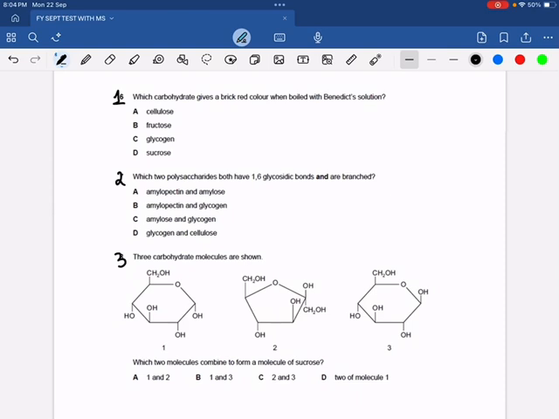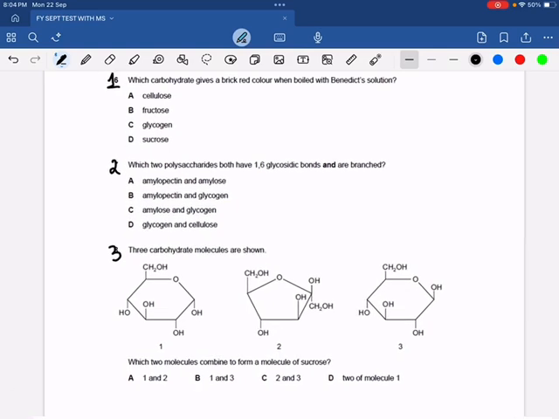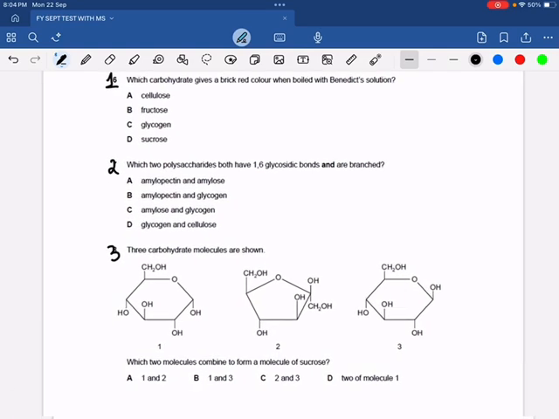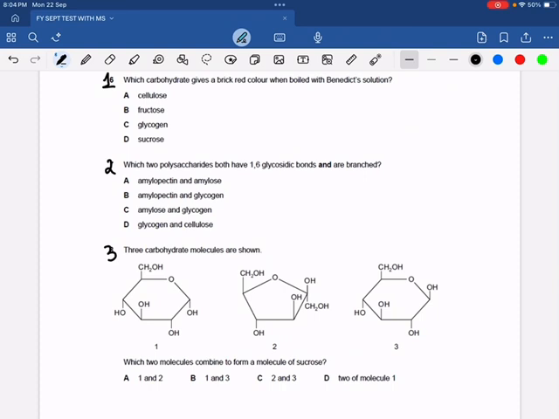Which carbohydrate gives a brick red color when boiled with Benedict solution? So of course it's fructose because that's the reducing sugar and the rest are not. Which two polysaccharides both have 1,6 glycosidic bonds and they are branched? So the answer to this is B. We all know this is a very easy MCQ, amylopectin and glycogen.